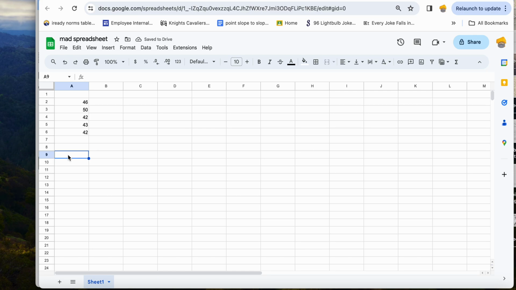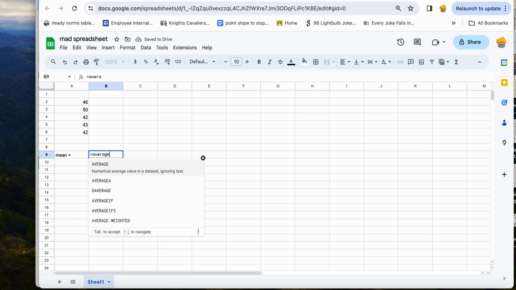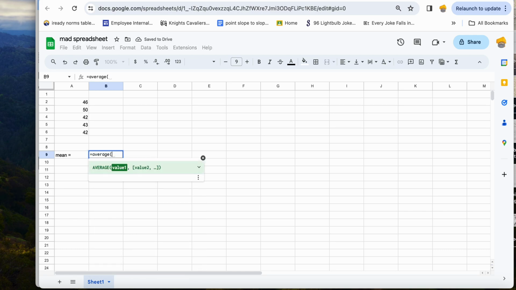So then, can I get the average for it, right? So you can say mean equals, all right, and I'm going to say equals the average from A2 to A6. Okay, 44.6. Now, does that make sense? So you look at it and say, yeah, the data makes sense.